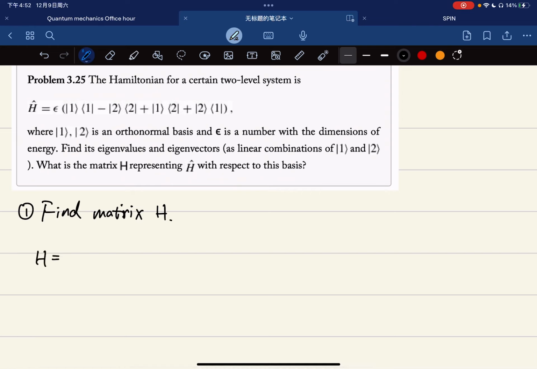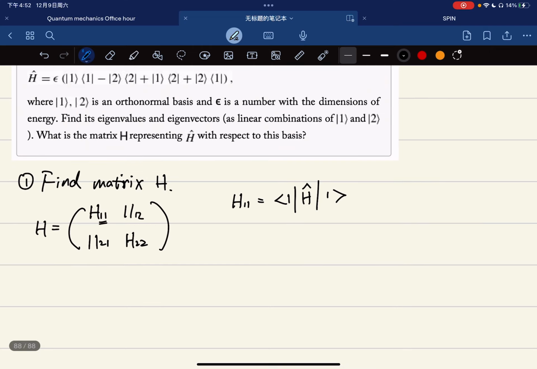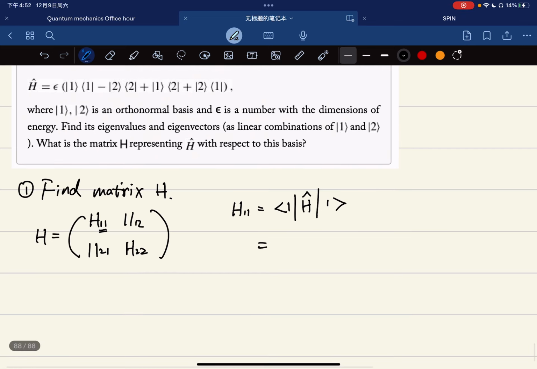So the matrix H, I can write it in this form: H11, H12, H21, and H22. I'm just representing the columns and rows using numbers. Okay, and if I want to find H11, I will just use 1 to sandwich the Hamiltonian operator, and the result will be H11. If I do this, I will write the entire form. So I sandwich the entire Hamiltonian in the question.